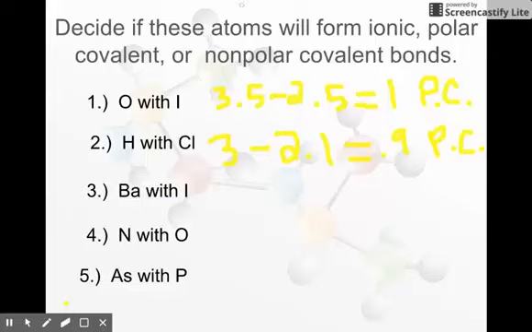So barium and iodine. So barium has a value of 0.9. Iodine has a value of 2.5. So we're going to take 2.5 minus 0.9.